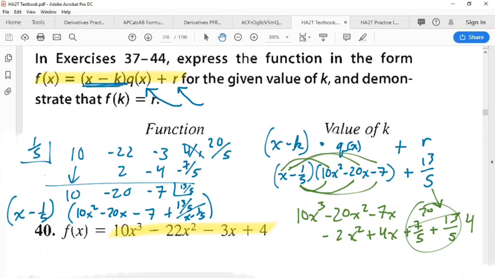So we have 10x to the third minus 22x squared plus negative 3x, and then we have our plus 4. Did we get the same thing that we started with? Yes, we did. What's the point of doing that? It's just different ways we can write the answer. I think if we take a deep look at the fundamental theorem of algebra, writing it this way helps with the proof of it. But we're not going to take the time to do that right now.